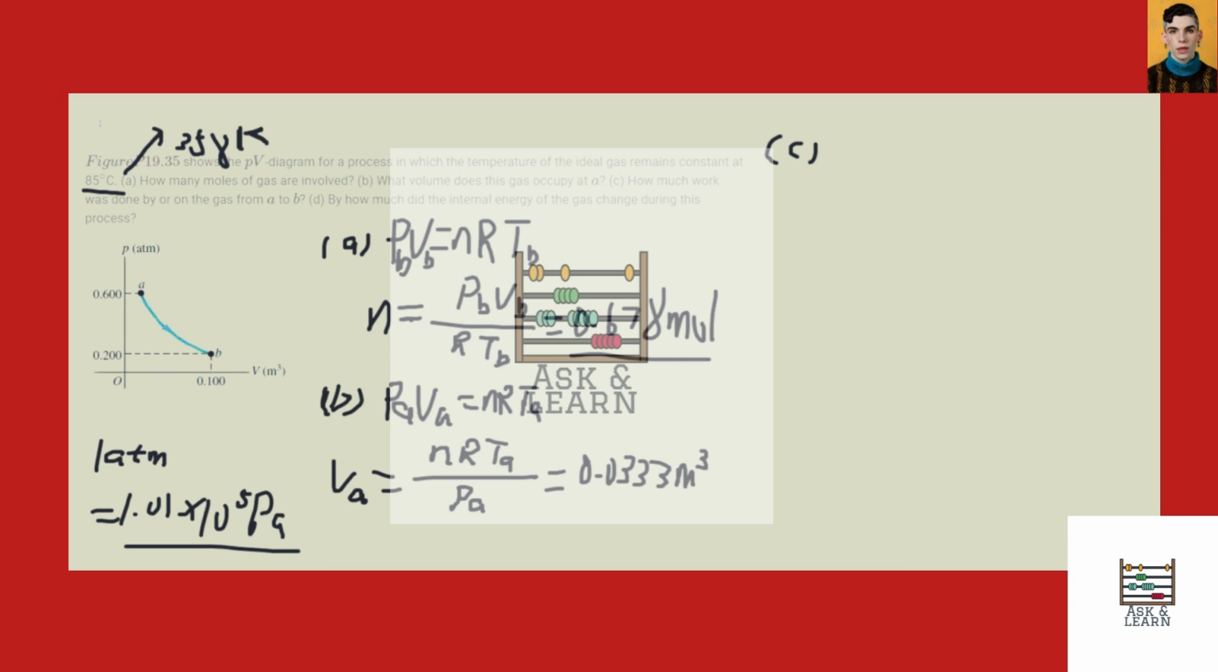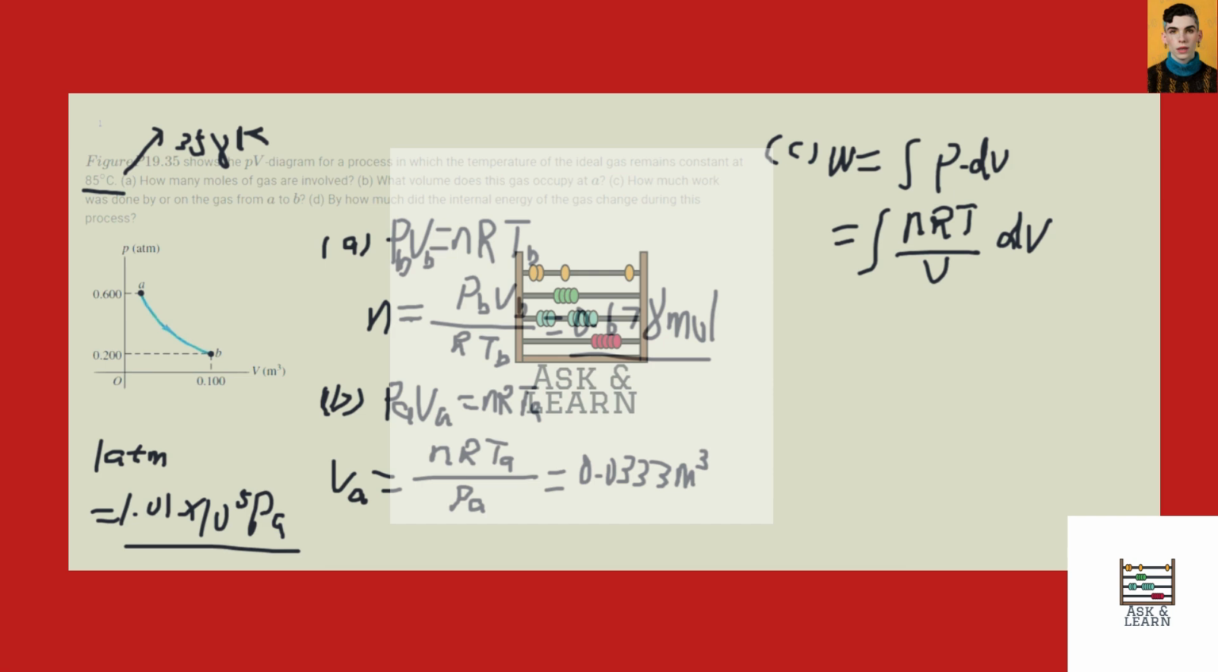And part C is we want to find out the work done by the gas in this process. Because this is the isothermal process, the work is, according to the definition, the integral of PdV, and P is simply nRT over V, right? This comes from the state equation, PV equals nRT.